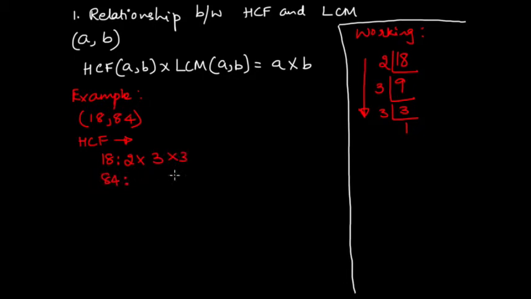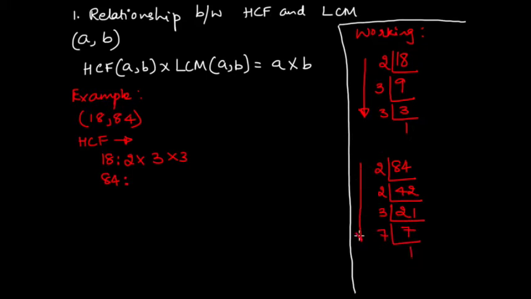Let's do the same for 84. 2, 42. Still an even number. So let's do 2 again. 21. So let's go to the next prime number. 3, 7. 7 gives us 1. So these are the prime factors for 84. Let's list them out right now. So 2 times 2 times 3 times 7.